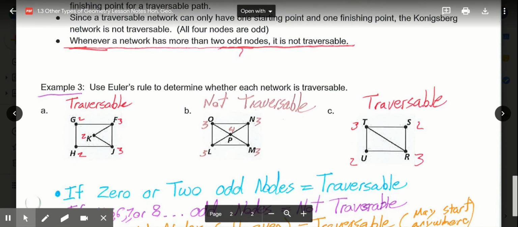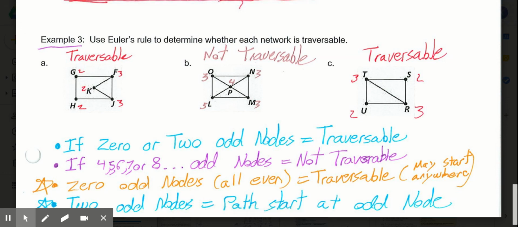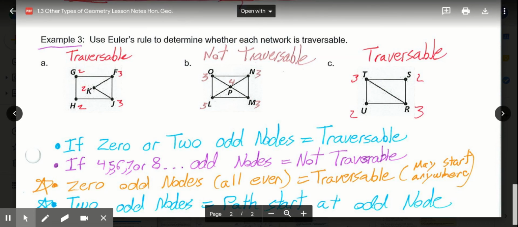And then jumping down to example 3. So using Euler's rule to determine whether a network is traversable or not, basically we want to know, does it have 0 or 2 odd nodes? If it doesn't, then it's not traversable. Again, I just wrote next to my nodes the number of arcs. So G, H, and K all had 2. F and J had 3. 2 odd nodes, traversable network.